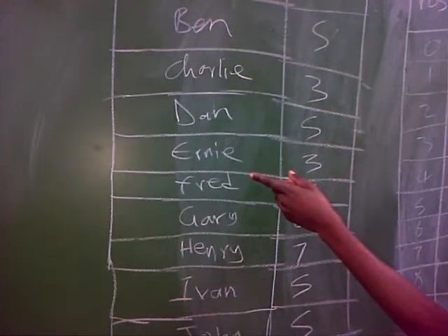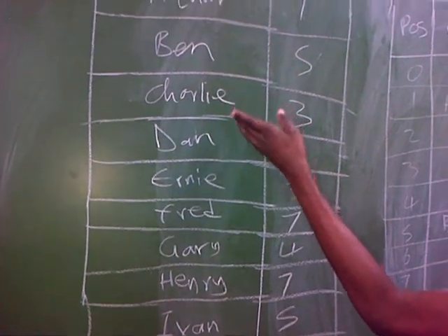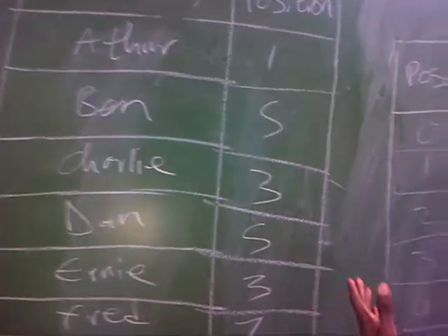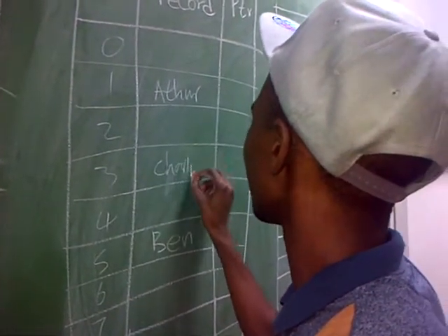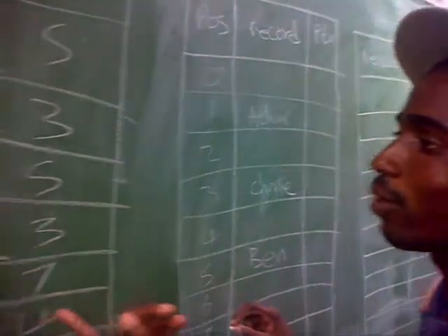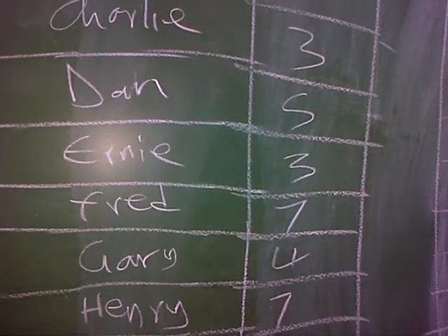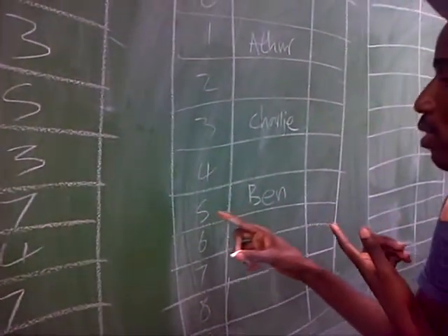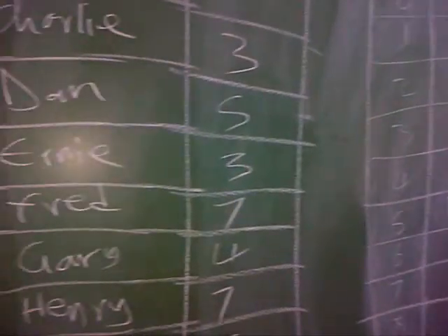And then we have Charlie. Charlie is on 3. Then on 3 we have Charlie. Then we have Dan. Dan is on position 5. Then we have a problem here. Dan is on position 5, he is colliding with Ben. Then Dan and Ben collide.